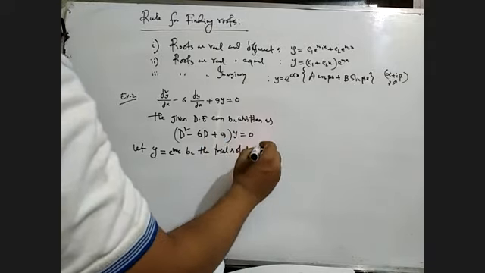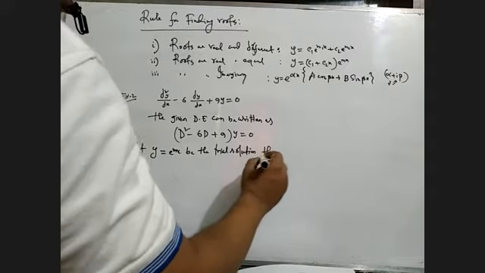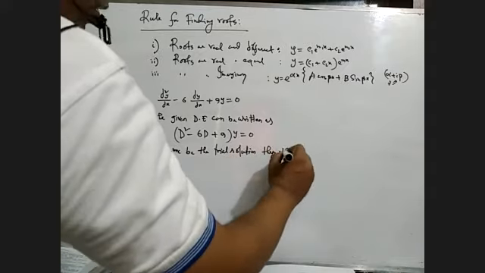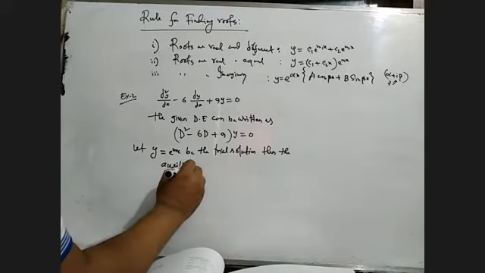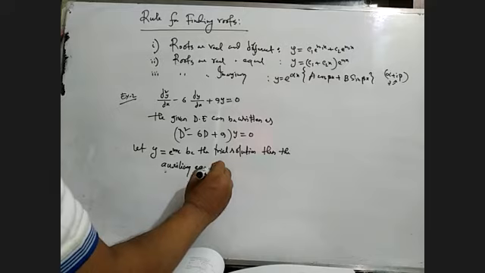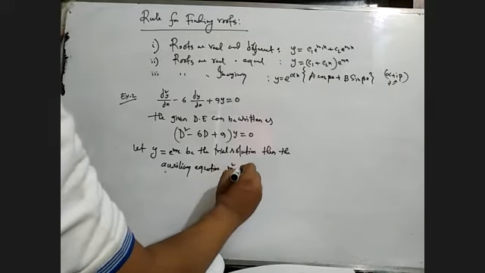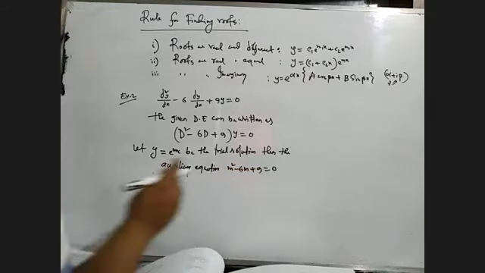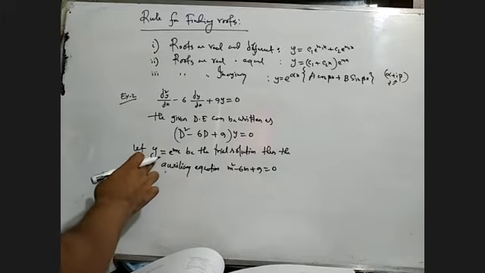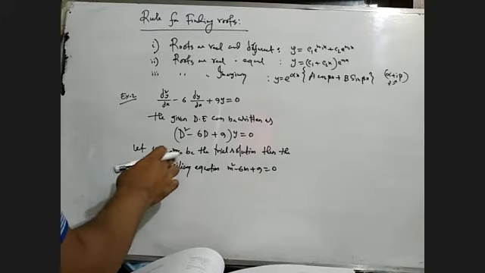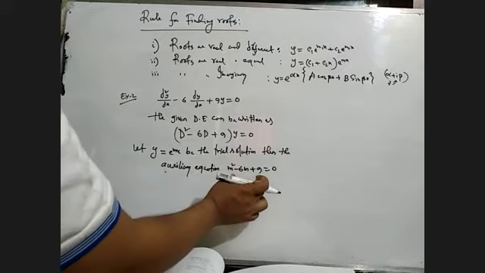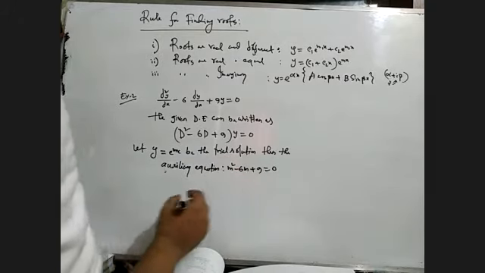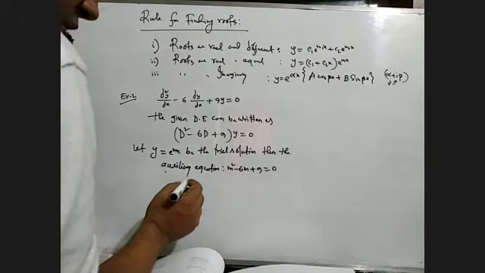Then the auxiliary equation will be m square minus 6m plus 9 equals 0. Just putting the values: dy by dx, the first derivative, will be m e to the power mx, and the second derivative will be m square e to the power mx. So putting these values, we get this auxiliary equation.